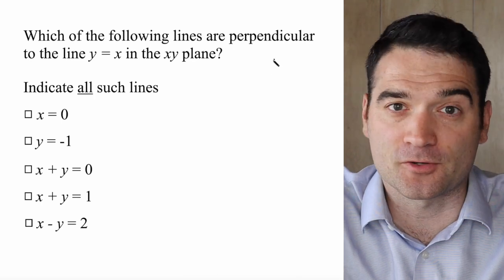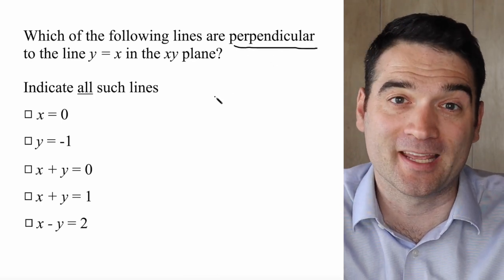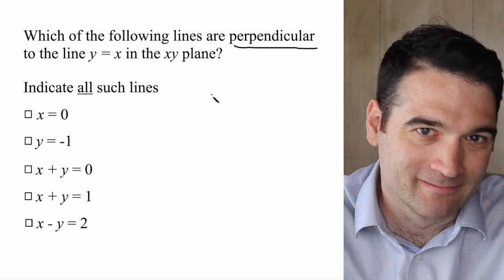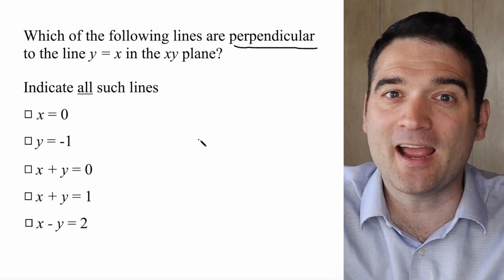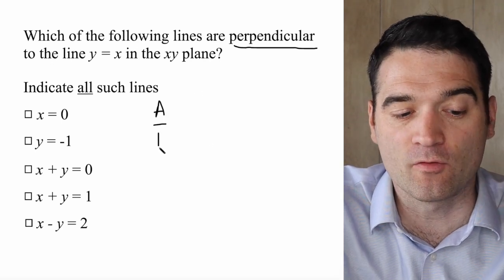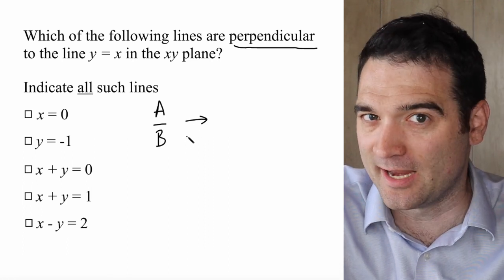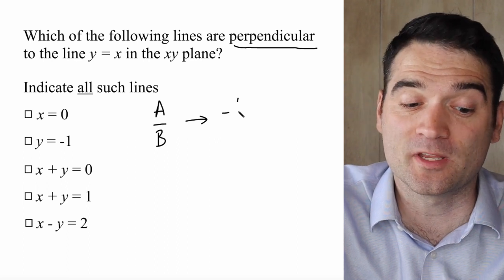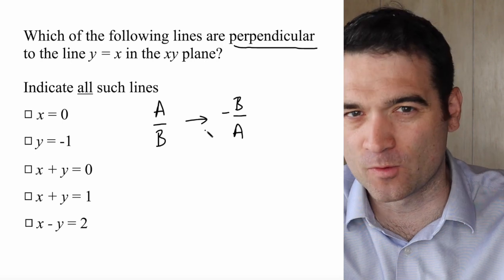All right, first things first, there's a very important rule that we have to know about perpendicular lines. And if you don't know this rule, you pretty much can't do this problem. So I'm going to tell you the rule. If I have some line that has a slope of, say, a over b, then the slope of a perpendicular line to this original line is going to be negative b over a. It's called the negative reciprocal.